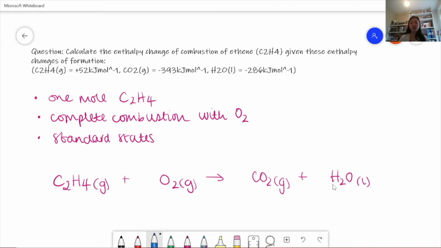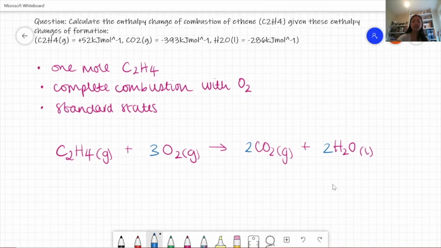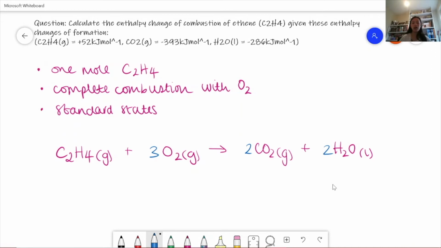So we've got 2 carbons here, so I'm going to add a 2 there. And then we've got 2 hydrogens here, but 4 here, so I'm going to add a 2 here. And then I'm going to balance the oxygens. So I've got 4 here and 2 here, so that's 6. So we must have 3 oxygen molecules there. So this should be our delta H of combustion for ethene.